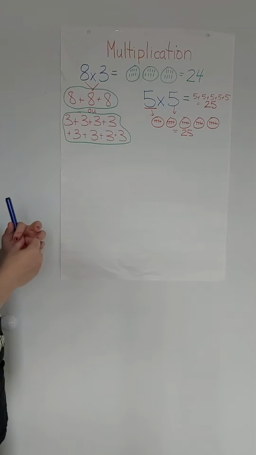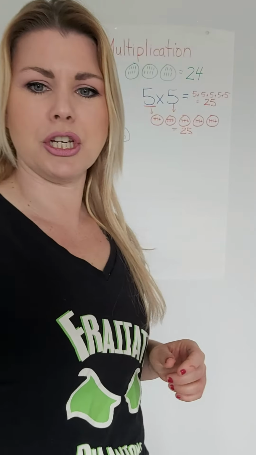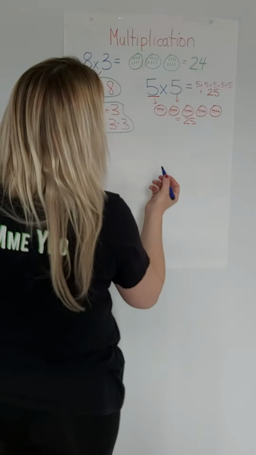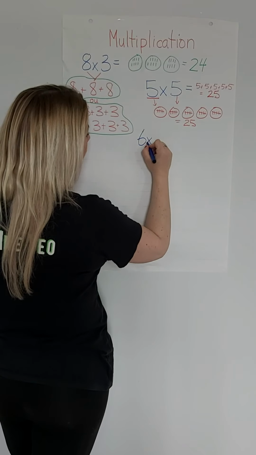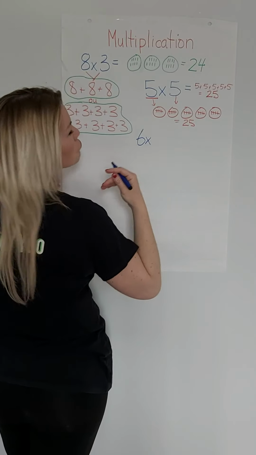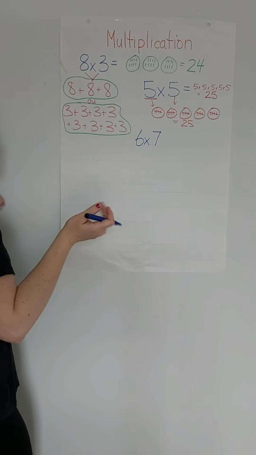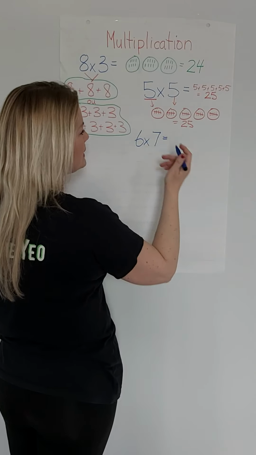Okay? So, I think the majority of the class kind of understands multiplication, but we're just going to do one more example, un autre exemple, okay? So, peut-être 6 fois 7. Okay, 6 fois 7, 7 fois 6, c'est la même chose. Qu'est-ce que je vais faire? 6, 7 fois ou 7, 6 fois?